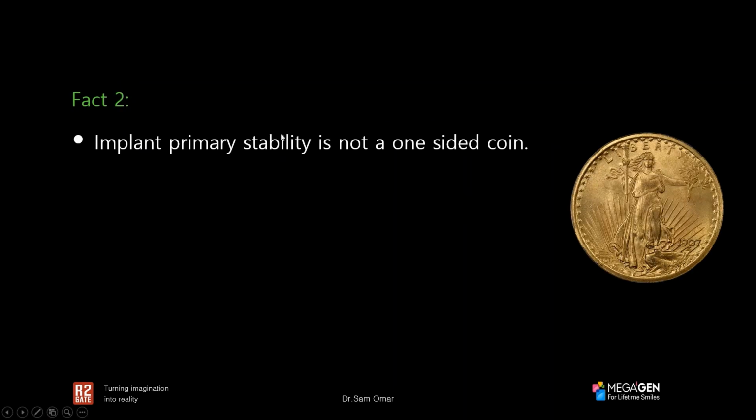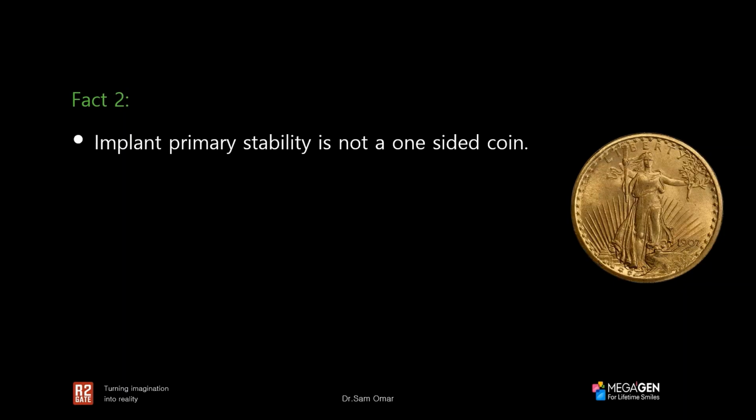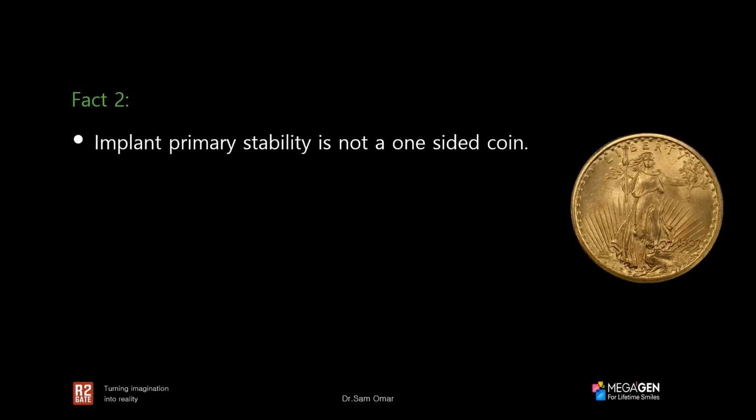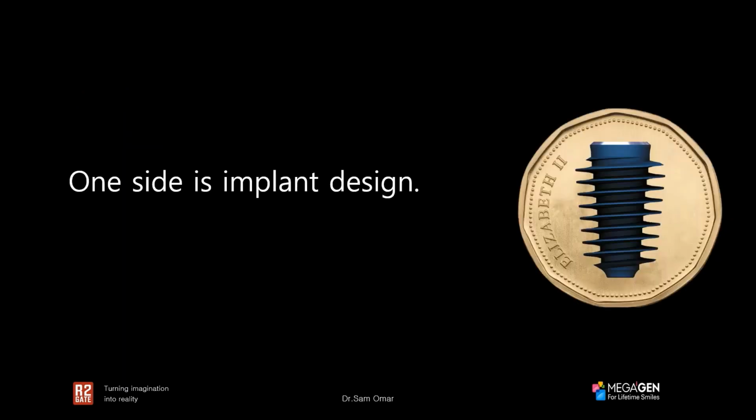Fact number 2, implant stability is not a one-sided coin, which means for me to get good primary stability, I have to look at two things and not only one thing. So the first side will be implant design. We usually try to use an implant with a good design, but as we said, implant design on its own is definitely not enough. So what good would the implant design do me if the osteotomy is a lot wider than the implant? Which means there are two things that go hand in hand.